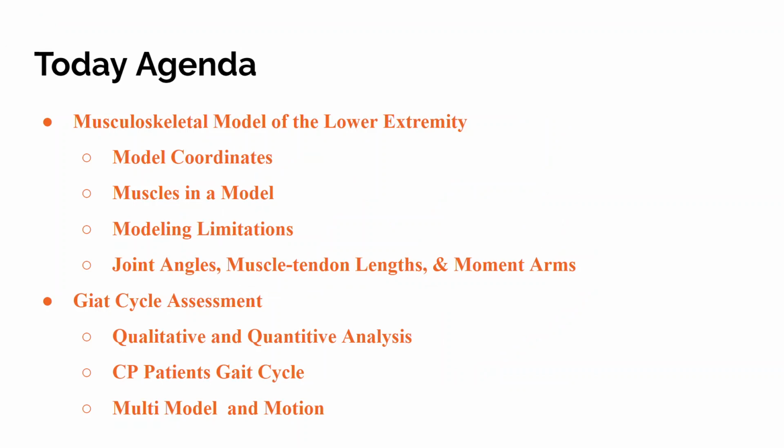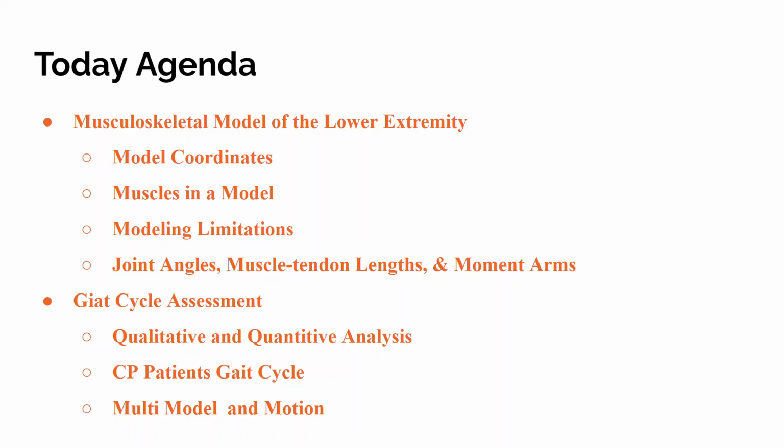So, today's agenda: I divided it into two sections. In the first section, we are going to cover the basics of musculoskeletal modeling of the lower extremity. We'll look at model coordinates, muscles in a model, and modeling limitations, and we'll generate the relationship between joint angle, tendon length, and moment arms.